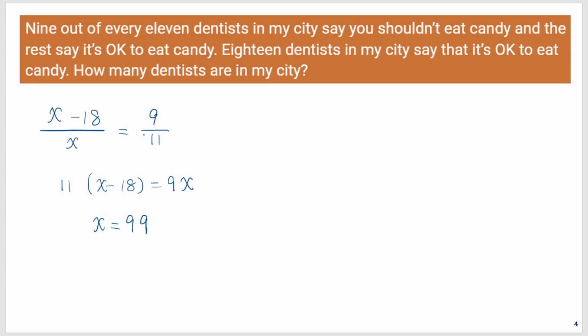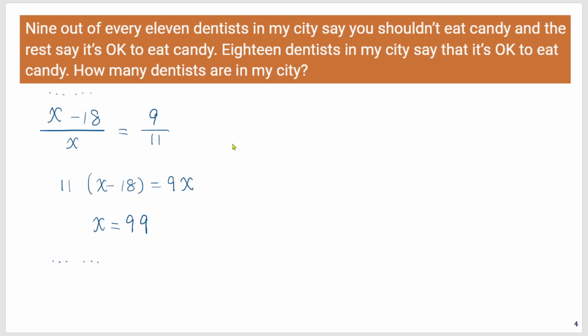So usually you should give your readers the meaning of any letter you use here. We don't have X in the question, so you should tell your readers what X means here, okay? I'm not going to write all of this, you should write this by yourself, okay? And again, you should make a final conclusion here: there are 99 dentists in my city, okay? Do not just write the steps in the middle because nobody would know if you don't tell them what X means, okay?